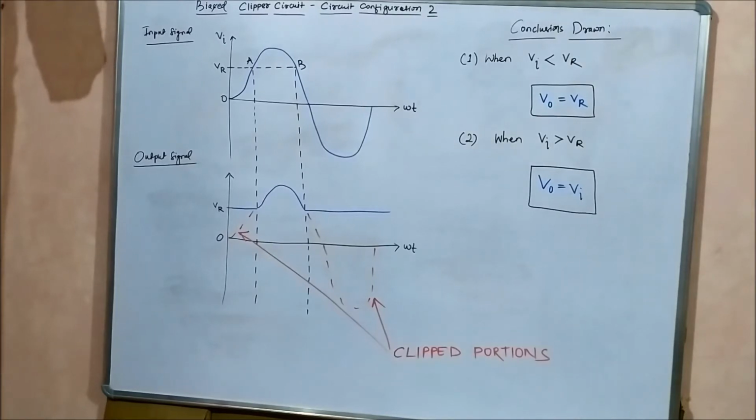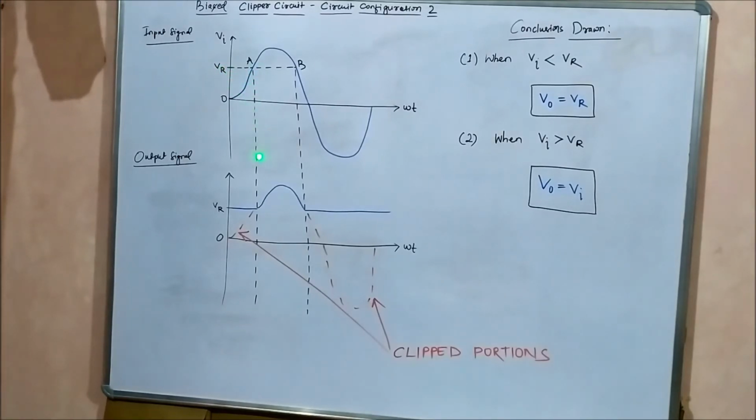Now just look at this input signal waveform. From the origin, from the start up to this point A, which marks the reference voltage Vr, this input signal is lesser than the reference voltage. From O to A, the input signal is below the reference voltage. This much portion of the input signal is below the reference voltage. It means that the input signal is lesser than the reference voltage.